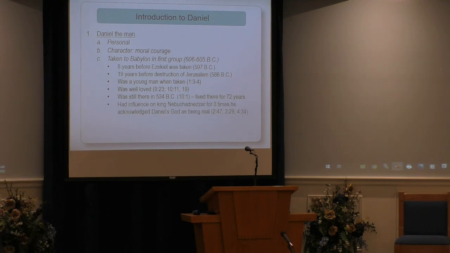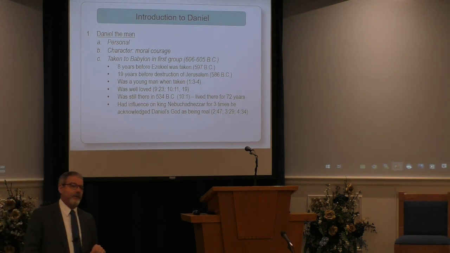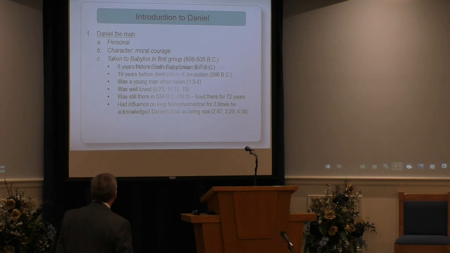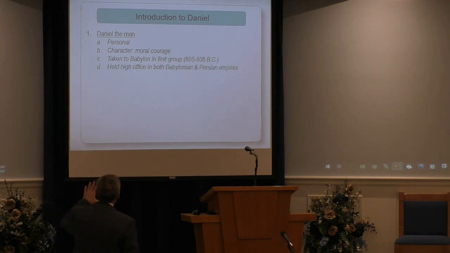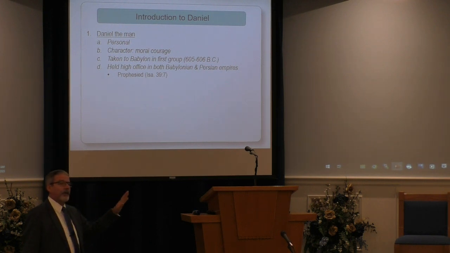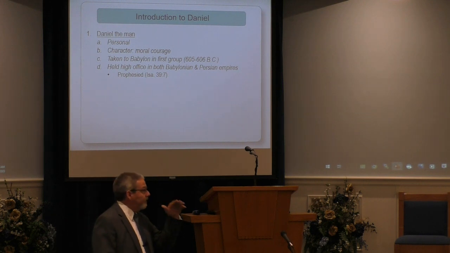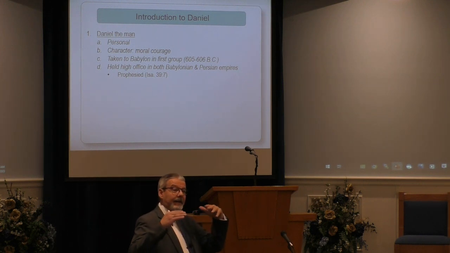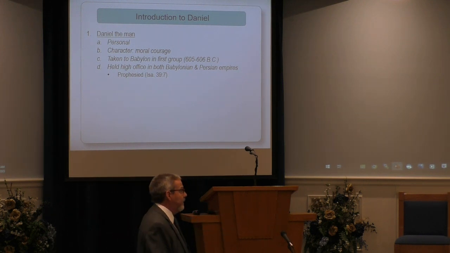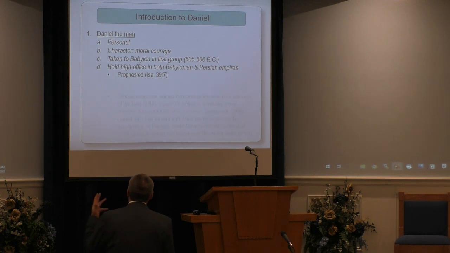He was very influential even on the king, because the king, the heathen king, acknowledged the God of Daniel is real. On 3 occasions he did that, and we'll take notice of that. He held high office both in Babylon and Persia. It was prophesied, Isaiah 39:7, that some of your sons will be in the administration of the kings, and that's fulfilled.